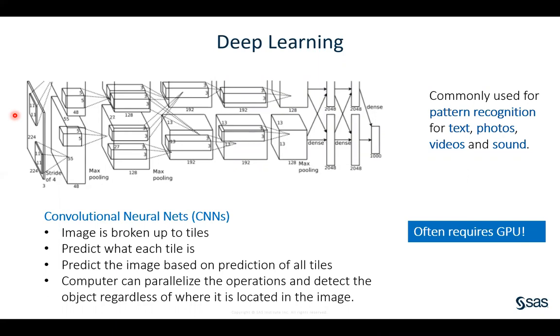Convolutional neural networks include convolutional layers at the beginning. Instead of feeding the entire image as an array of numbers, the image is broken up into a number of tiles. The machine then tries to predict what each tile is. Finally, the computer tries to predict what is in the picture based on the predictions of all tiles. This allows the computer to parallelize the operations and detect the object regardless of where it is located in the image.